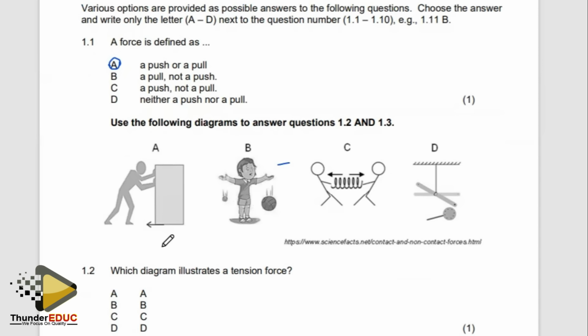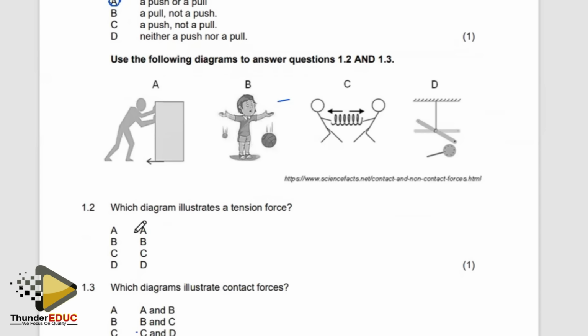And the question says, which diagram illustrates a tension force? First, you need to know what a tension force is. A tension force is a pulling apart force. You can say pulling apart force, or you can talk about the stretching force. That's tension force. Now you go back to your diagram and check which one is stretching.